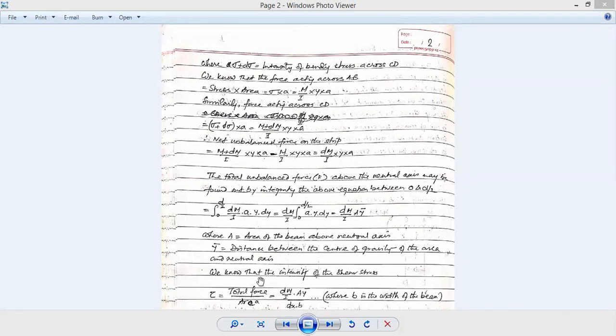Now, the intensity of the shear force is tau, which is the total force divided by area. The total force is given by dM by I into a y dash, which you have already calculated, divided by the area itself. The area is the width of the beam times dx, where dx is the difference in distance between the two sections of the beam.